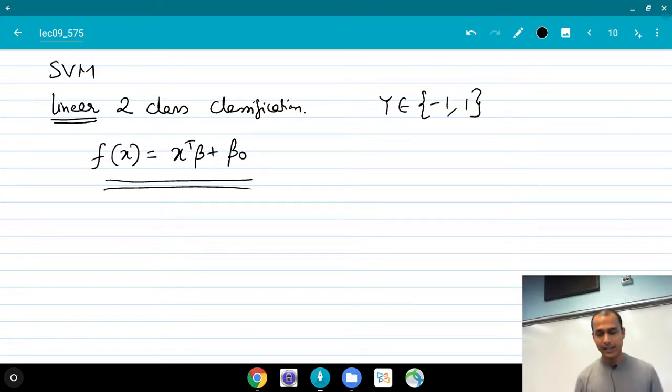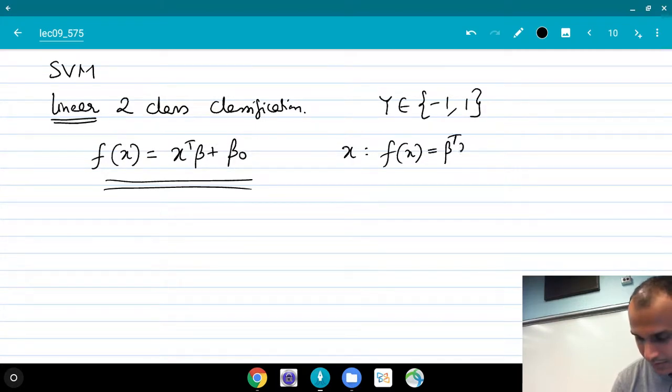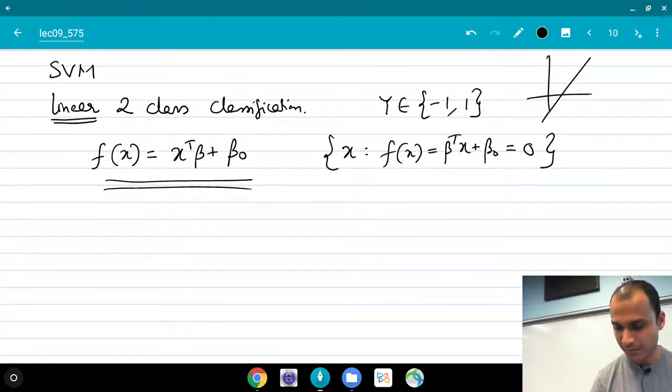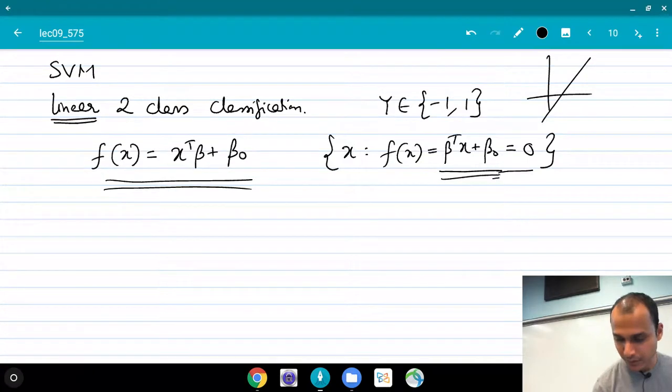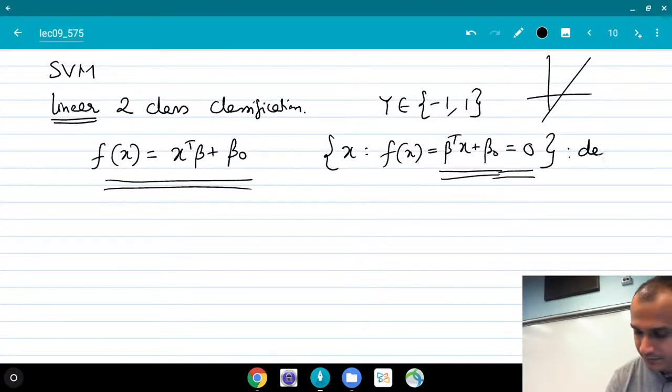Since we're going to build a classifier, we'll have a decision boundary, and the decision boundary is going to be determined by this f of x. It's going to be all x such that f of x, which is equal to beta transpose x plus beta naught, is equal to 0. So this is a decision boundary. It's linear. In fact, it's a hyperplane. In 2 dimensions, it's a line; in 3 dimensions, it's going to be a plane. This is the equation for a plane. All the points which fall on the plane are determined by this, and hyperplane just means the same in higher dimensions. And so this is the decision boundary. It is a hyperplane.